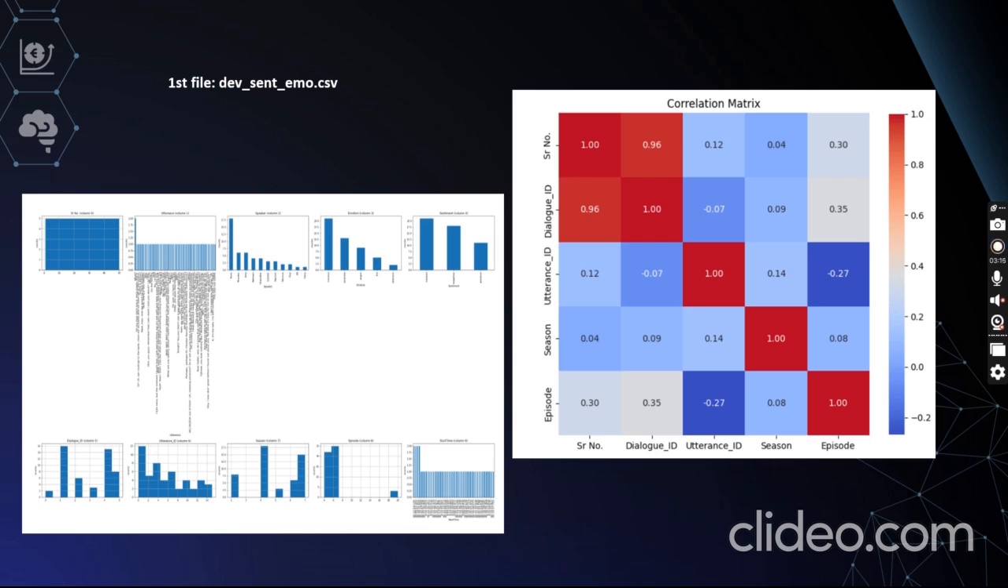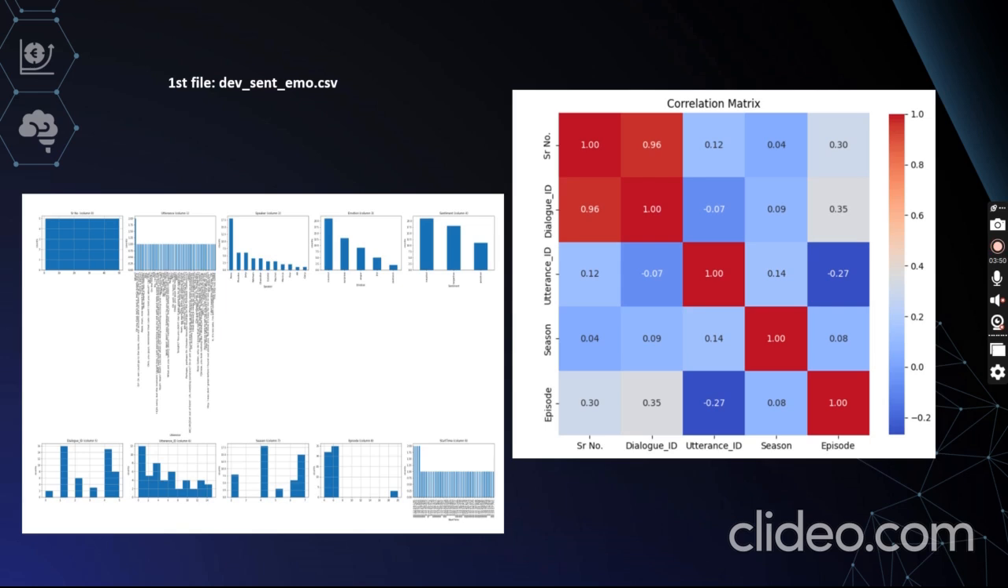Serial number and episode, here we can see a moderate positive correlation. Serial number slightly increases with the episode number, again confirming chronological order. Dialogue ID and episode, here we are getting 0.35. Somewhat correlated, higher dialogue IDs tend to be from later episodes.